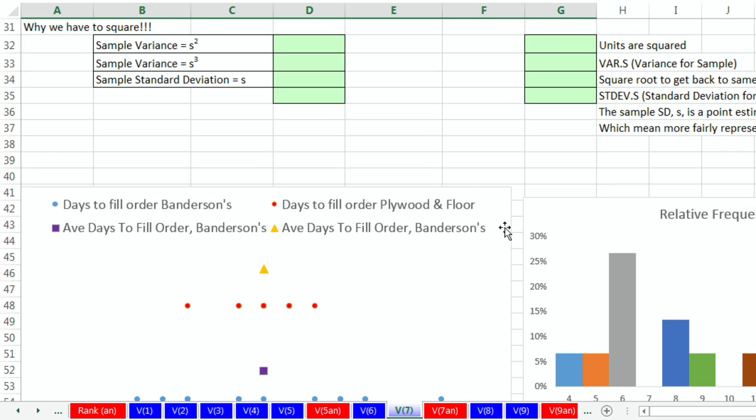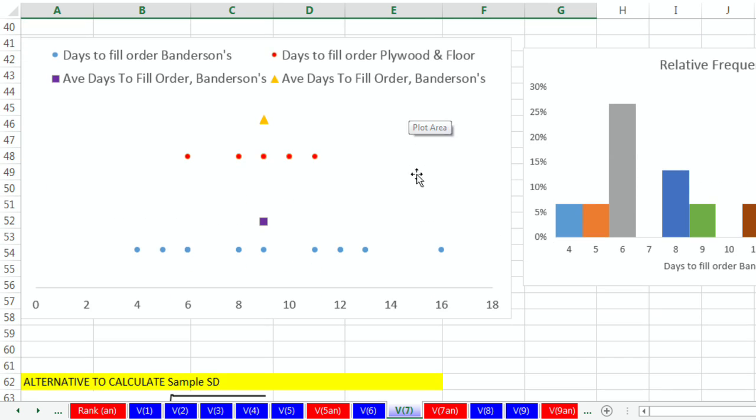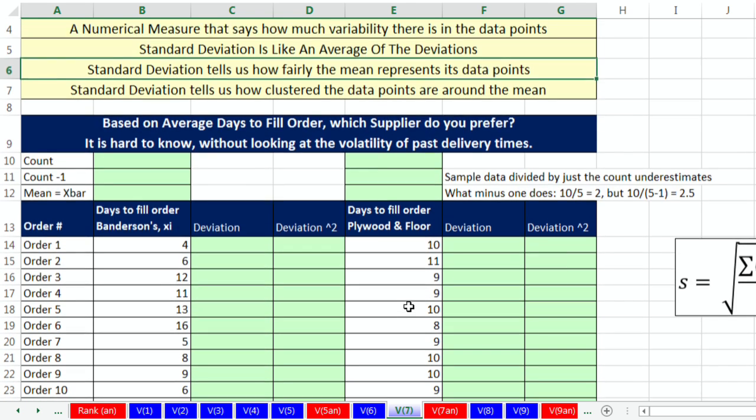Hey, let's scroll down here. I have this Banderson and plywood and floor data. Notice these are more clustered around the mean. These ones are more spread out. That's what standard deviation is going to help us measure.